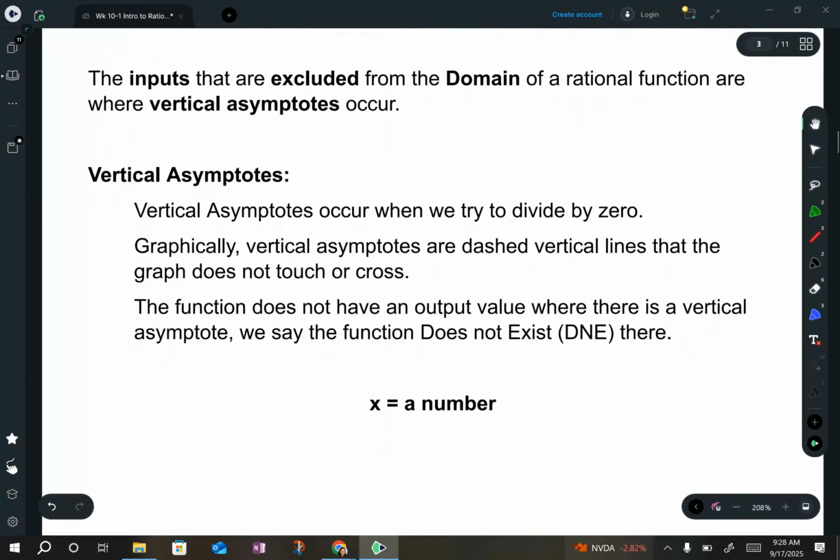Vertical asymptotes occur when we try to divide a number by 0, or anything by 0, and they are usually drawn in as dashed vertical lines, and there's just not an output value there. So we usually write the vertical line as an equation x equals a particular number. We're going to do some examples of this.